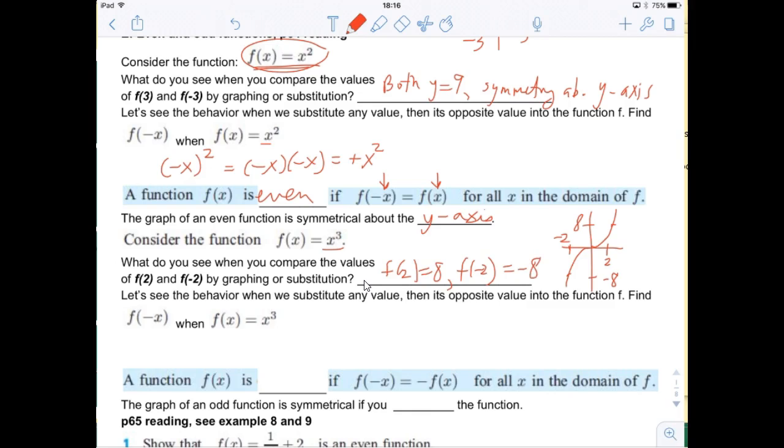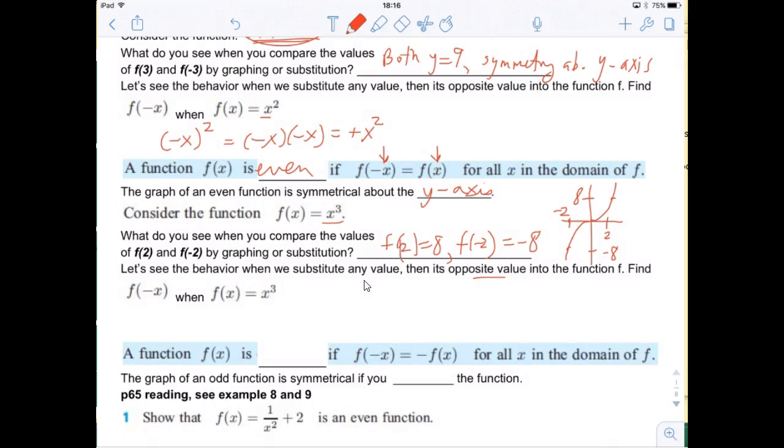Let's see the behavior when we substitute any value and then its opposite value into the function f. Instead of just substituting real numbers like 2 and negative 2, we're going to substitute in values that represent any number, like x and negative x. We already know what happens if you put x into x cubed: you get x cubed. What happens if you put negative x into x cubed? We'd have negative x cubed, that would be negative x times negative x times negative x, and negative times negative times negative gives a negative. You would get negative x cubed.